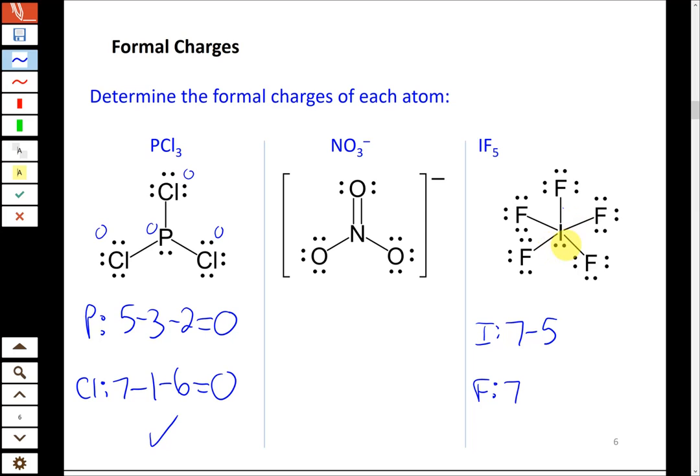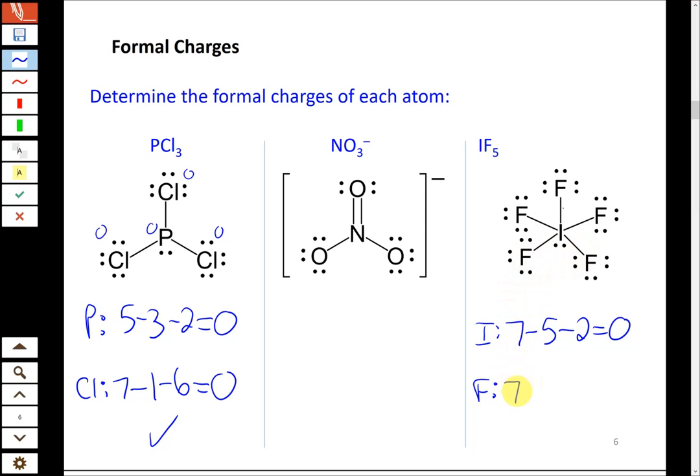And then it has 2 non-bonding electrons, 1 pair also on the central atom. So this structure has 0 formal charge for the central atom iodine. And then if we calculate it for each fluorine, again, there's 5 identical fluorines, so this formal charge would apply to all 5 of them.